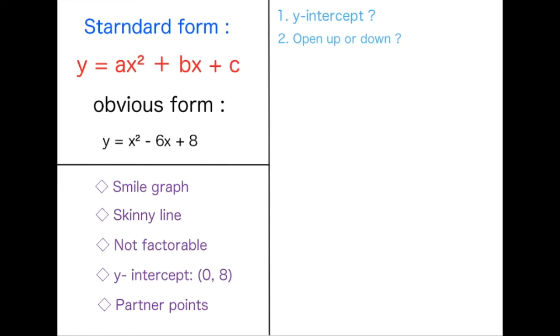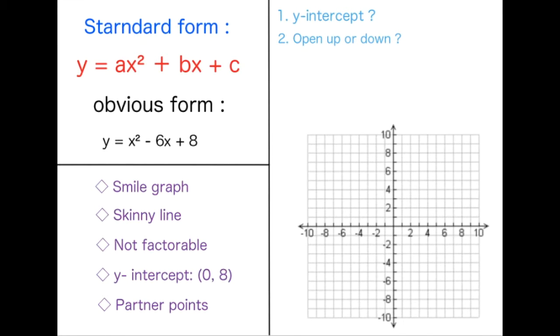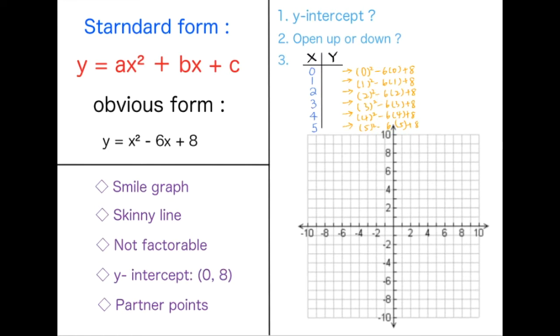second is your line opening up or down, and the third is you have to find out your x and y value. So we set x value first, and then we plug the number into the formula, then we can get our y value. Now we just put the dots on the graph.